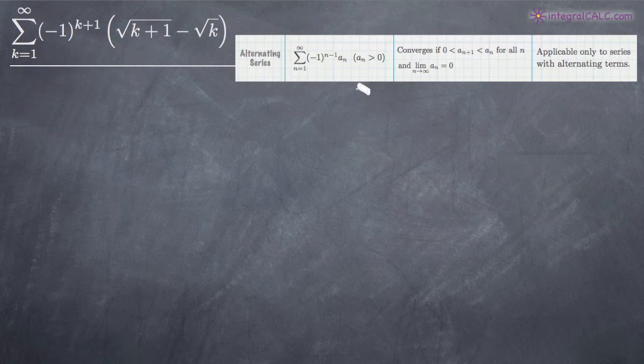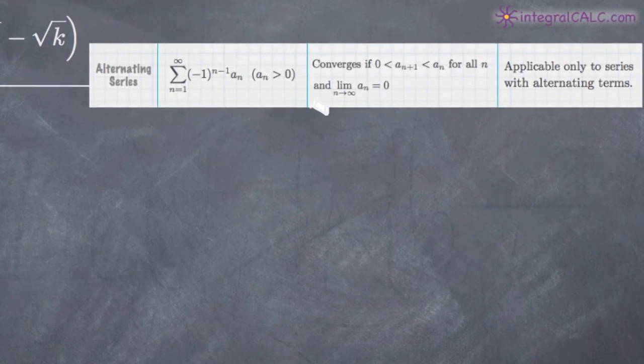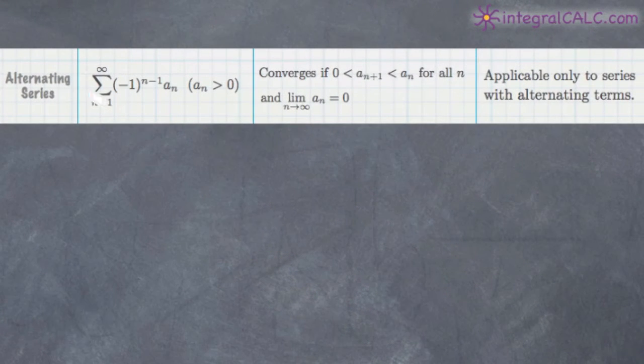So because we have an alternating series, we're going to be using the alternating series test for convergence. And I've taken here a screenshot of the part of the convergence test chart that I have up on my website that talks about the alternating series test.